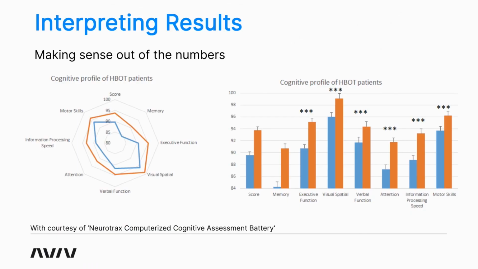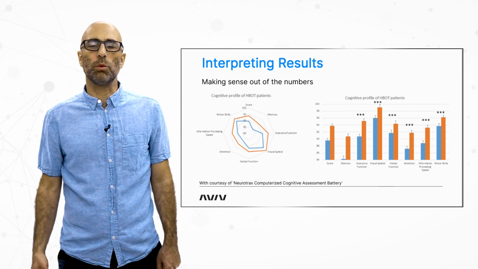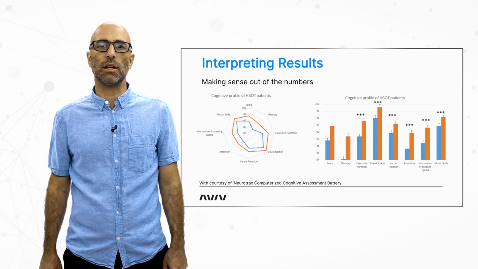Here is an example of one of our tests, one of the tests we are using at Aviv. It's called the NeuroTracks test. We can see that in this test, the different measures are already organized into cognitive indices. We have a memory index, we have a verbal function index, we have an attention index.